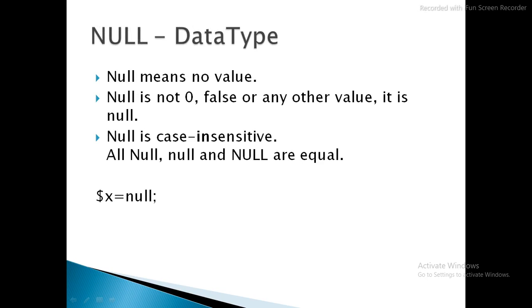Null. What is the null data type basically? Null means no value. It means nothing. We are just saving a blank space in the memory. Null is not 0, false, or any other value. It is null. Null cannot be 0, and it cannot be any negative or positive value. It is just null. Null is case insensitive. Whether you write it in capital letters or small letters, NULL and null are equal.